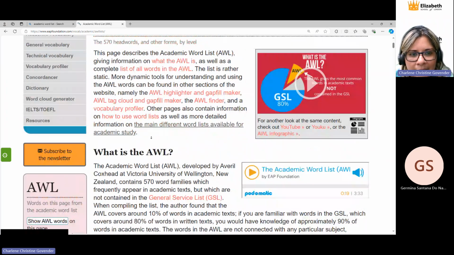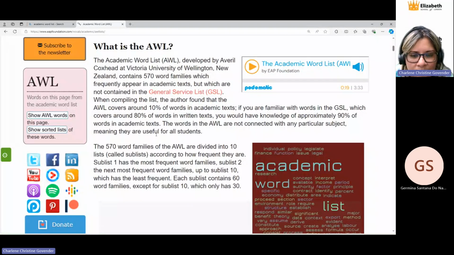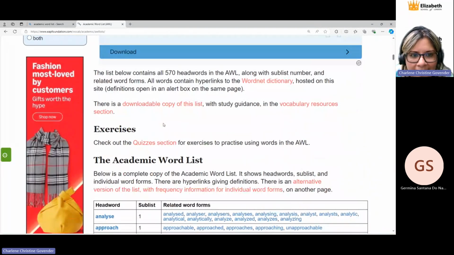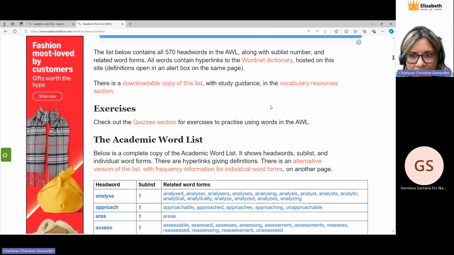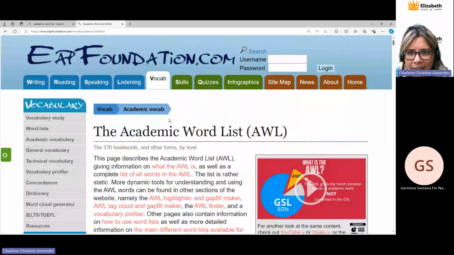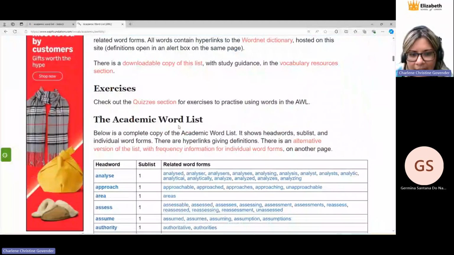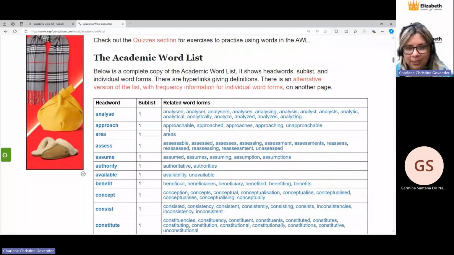And if you scroll down, it says, what is the academic word list? And then it gives you a bit more information. And then it gives you the downloadable copy of the list, with vocabulary resources. It also has quizzes. You will need to log in, create a username and password to access all of that. But the academic word list itself is at the bottom.